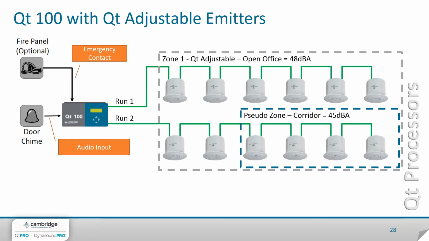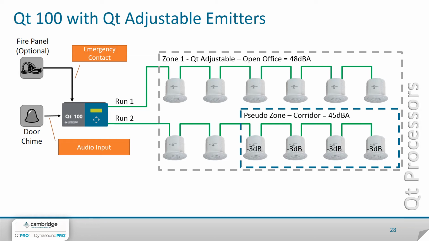To avoid creating a separate zone for such a few emitters, the adjustable emitters themselves can be lowered using the dip switch setting of -3 dB on the 4 emitters placed in the corridor. This will allow a pseudo-zone of sound masking at a lower level.